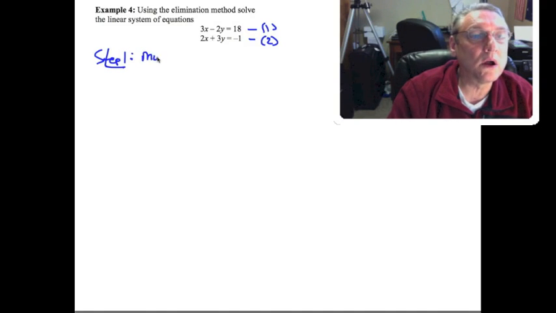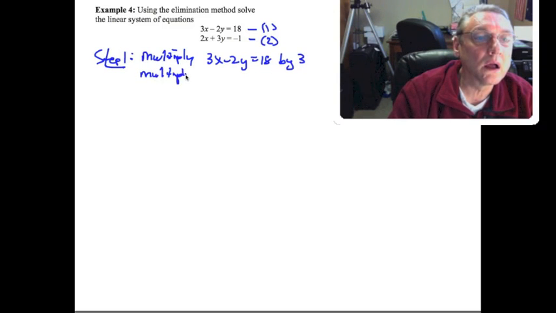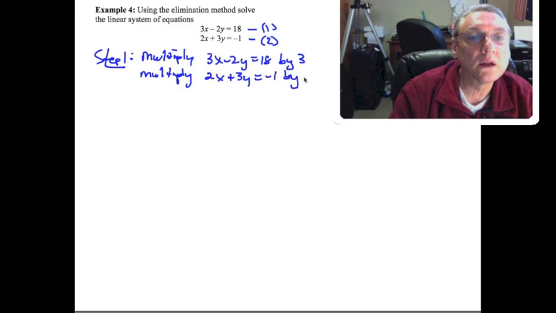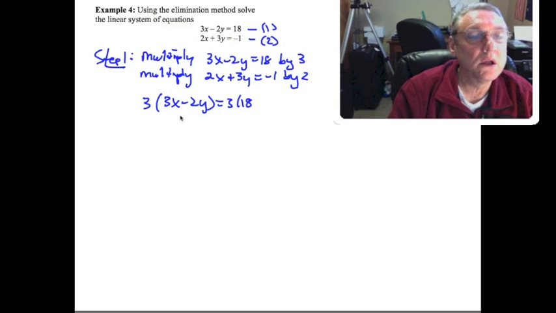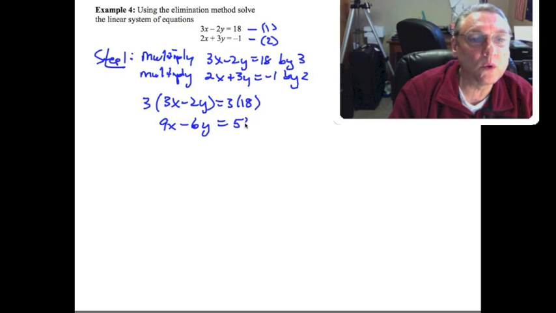Okay, so we're going to multiply 3x minus 2y equals 18 by 3, and we're going to multiply 2x plus 3y is equal to negative 1 by 2. So my new equations are going to be 3 times 3x minus 2y equals 3 times 18. So this is going to be 9x minus 6y equals 54. So this is my new equation 3.